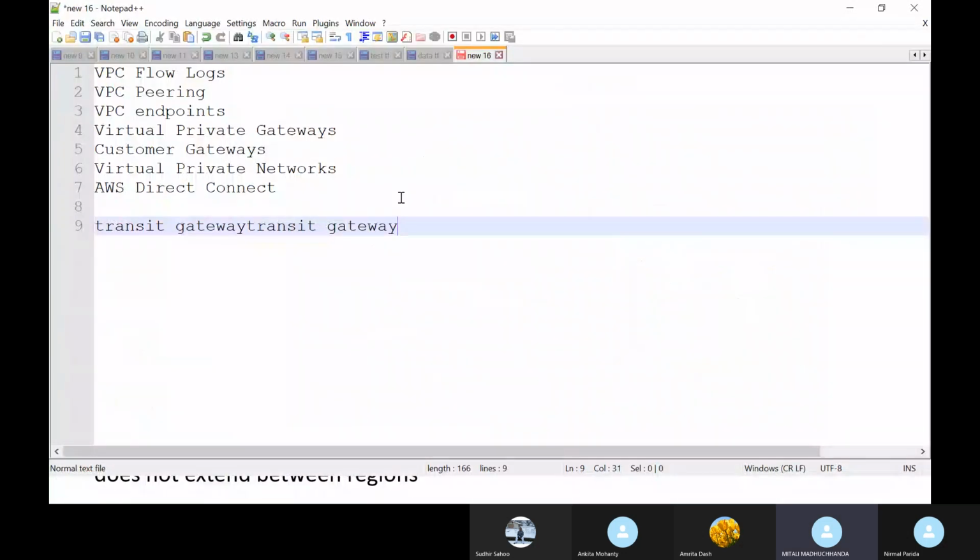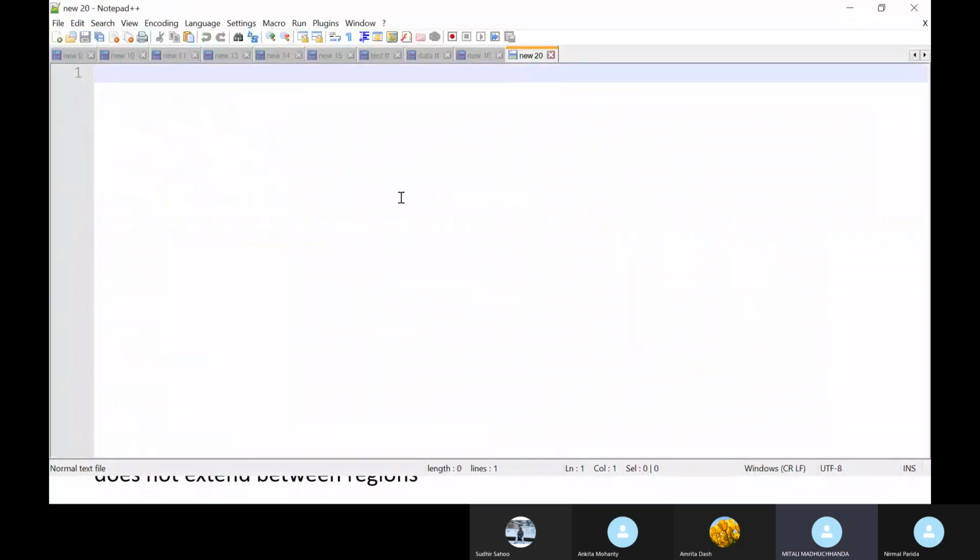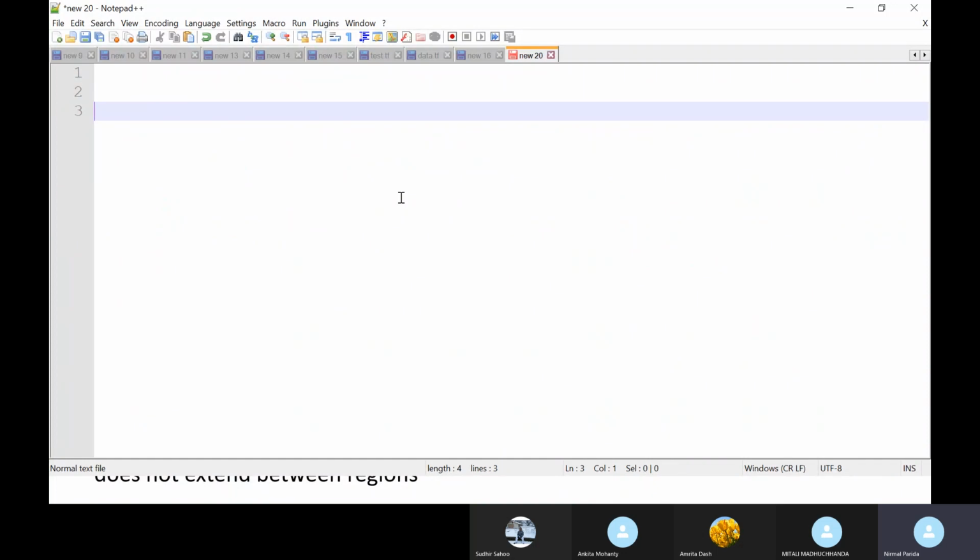No, my point is why they are calling it a subnet. Yeah, I'll tell you. A subnet is a partition of your VPC. You can say a subnet is a part.